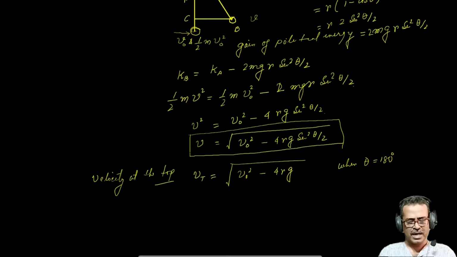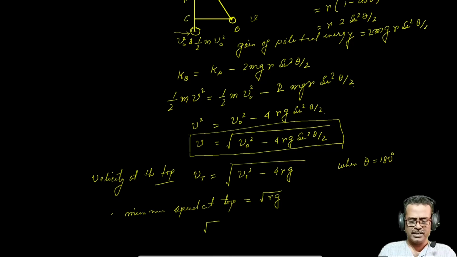And we know that at the top position, the minimum velocity required to continue the vertical circular path is equal to root over rg. So for the minimum velocity at top, it is equal to root over rg.